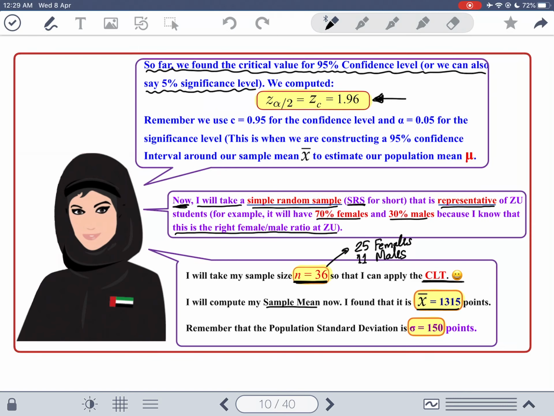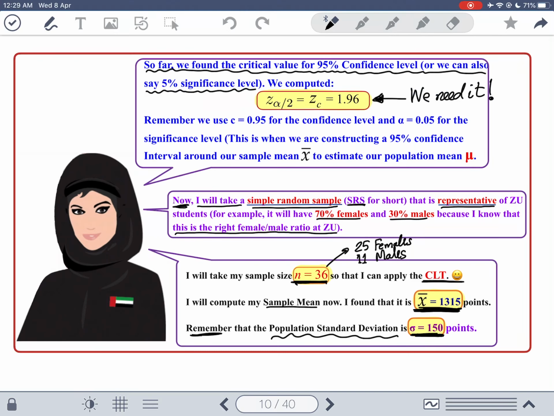So let's say she got X bar, which is the sample mean, to be 1,315 points. And remember, she's reminding you, our population standard deviation is 150 points. So these are very important numbers. Now we have those three numbers, and we can listen to Leonud teaching us how to use these three numbers in order to find the 95% confidence interval. Of course, we will need this too. We need it also.